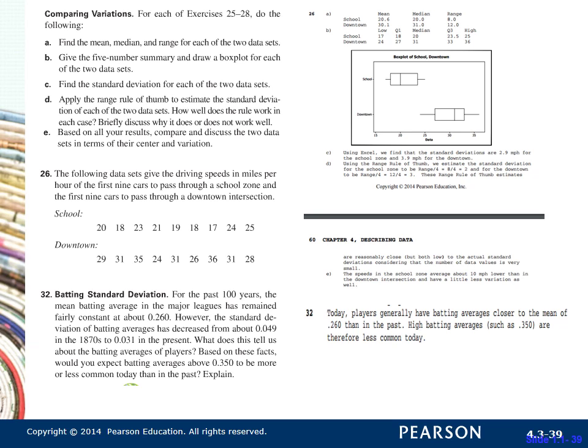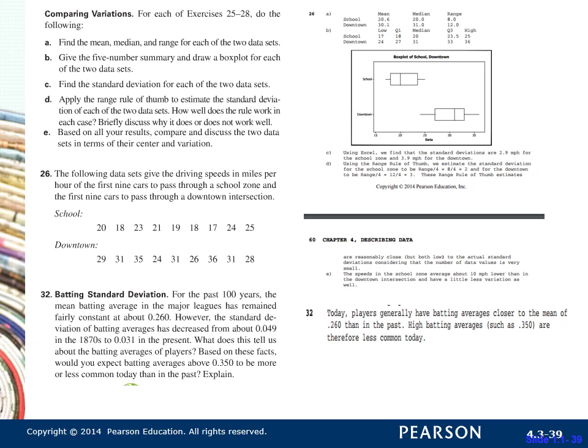Part D says apply the range rule of thumb to estimate the standard deviation. So I'm going to subtract to get the range and divide by 4. And then the estimate would be about 2 for the schools and about 3 for the downtown. So the range rule estimates are reasonably close. Both are a little bit low compared to the actual standard deviations.